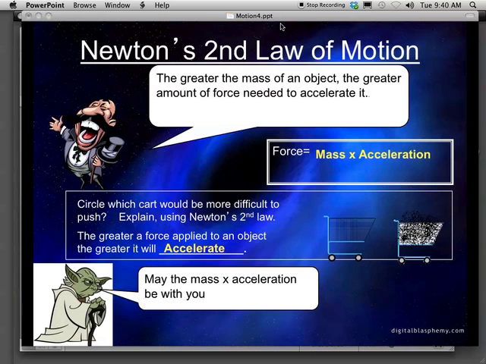Does the second law have a name like the law? No, just Newton's second law.